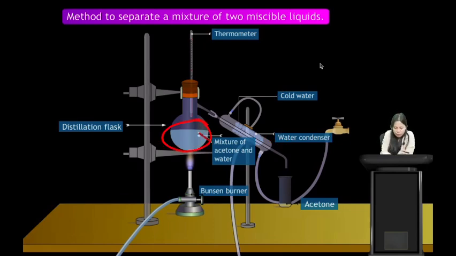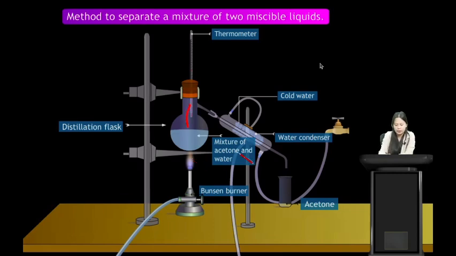This is a mixture of acetone and water. The boiling point of acetone and water is different. So when we heat it, one of these, acetone or water, will evaporate first, then it will condense. In this case, acetone will evaporate first. So when we heat it, the water will be left behind.